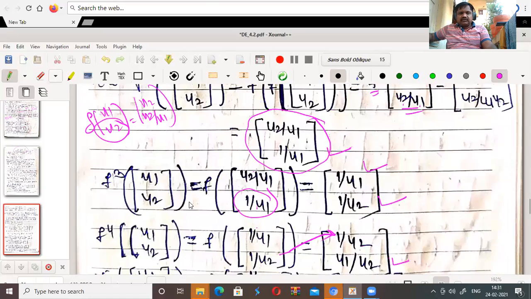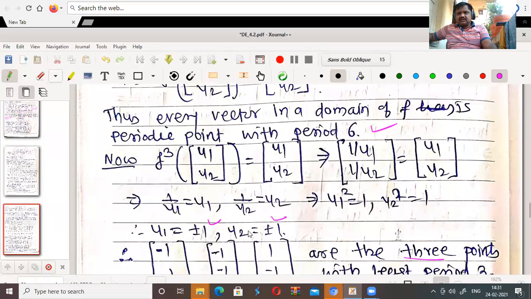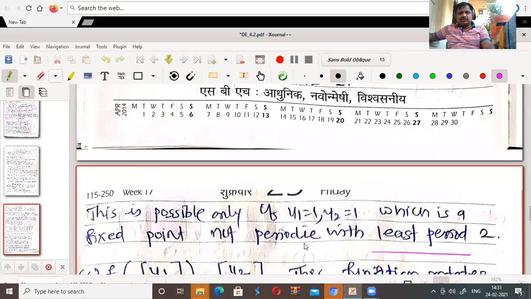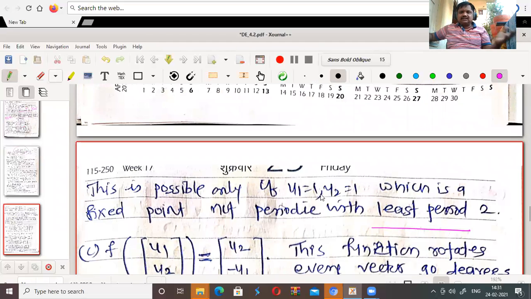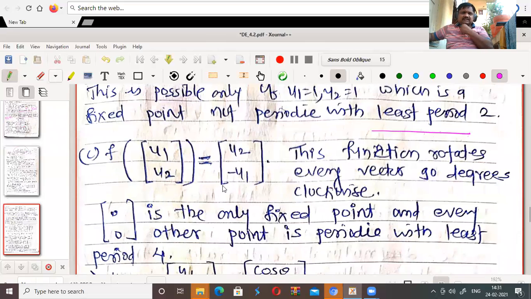Okay, that's why we have taken f cube of v equal to v, then you will get these 3 points. So these are the 3 points with least period 3. And if we take f square of v equal to v, then we get this one. This is only possible if (1, 1) is there, and that we have already counted. It is a fixed point. Okay. This is the third example also.